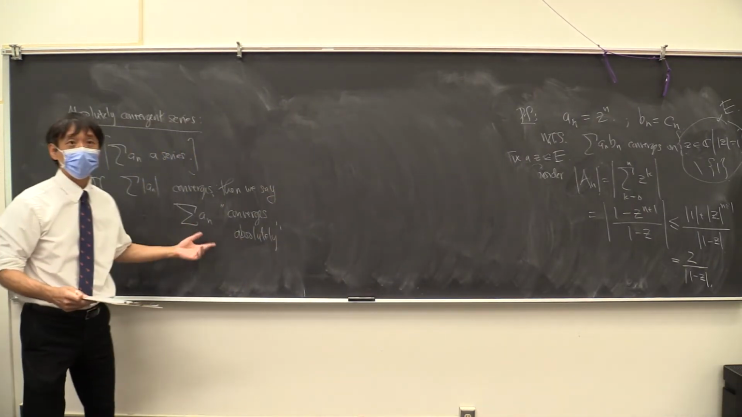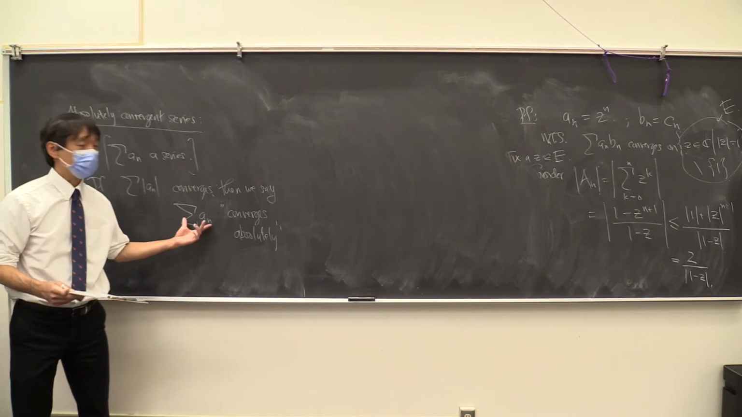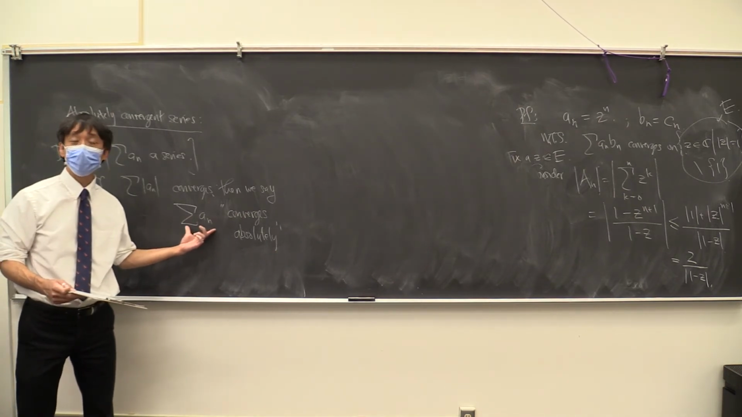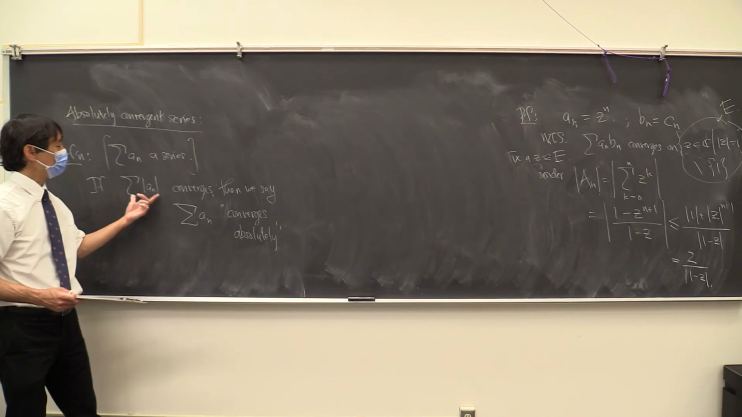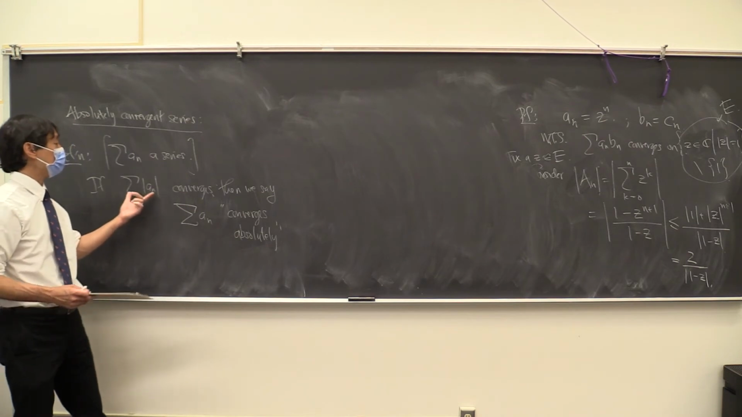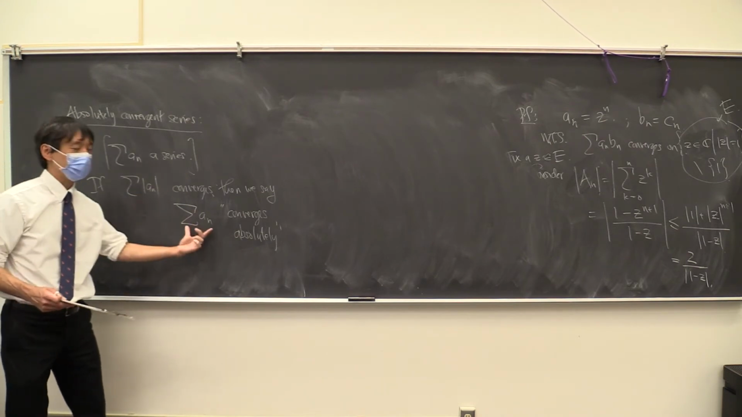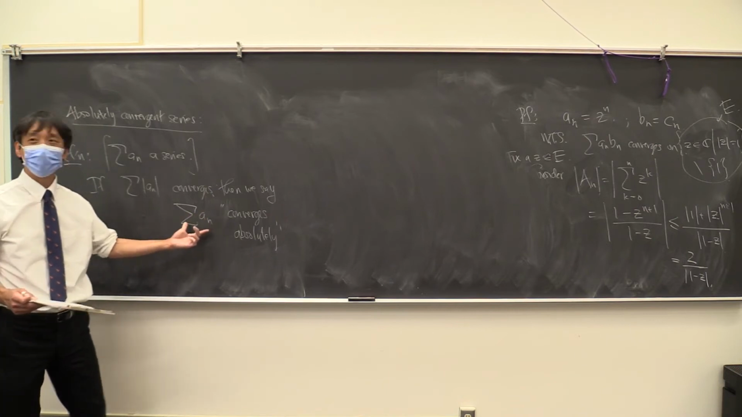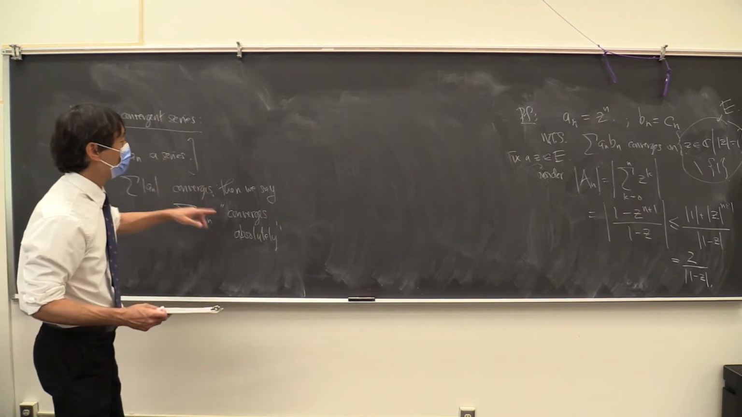So it converges absolutely. Does it actually converge? Does this thing actually converge itself? Do you remember? So we say if this thing converges, then we say that the original guy converges absolutely. Does the original guy actually converge? Yes, it does.